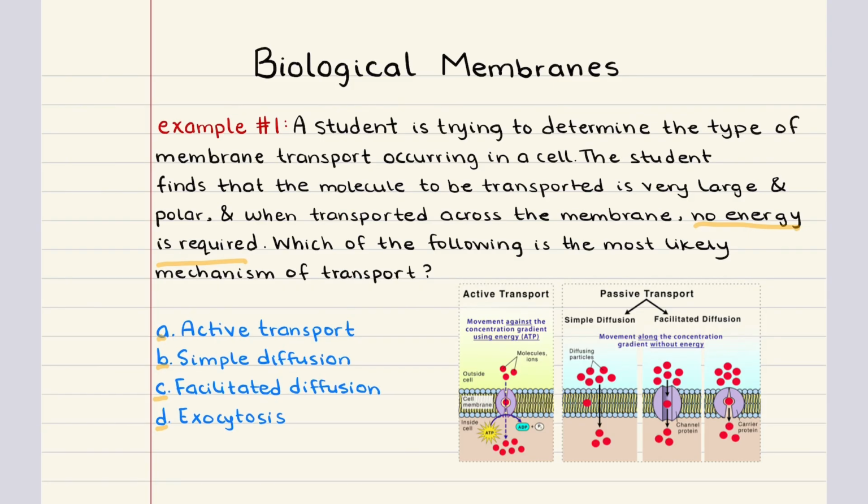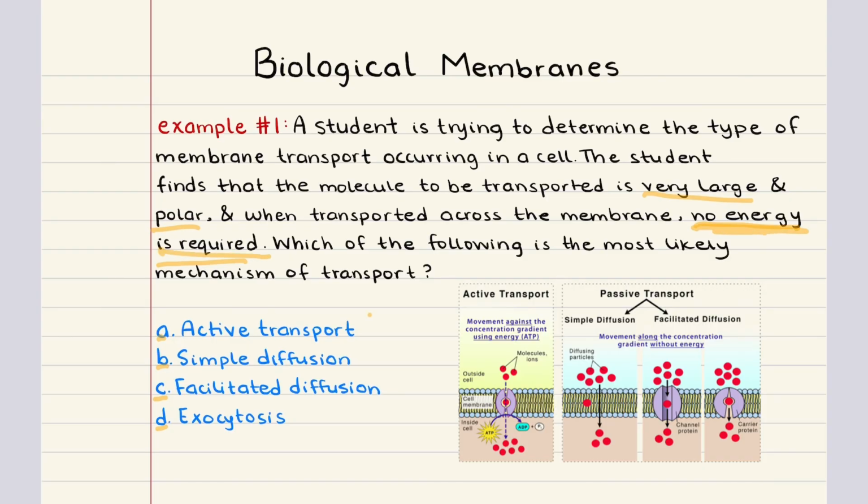The problem says the molecule is very large and polar. That's important because the cell membrane is made up of a phospholipid bilayer with a hydrophobic interior. Large or polar molecules can't just slip through on their own. They need some kind of help to cross. The question also says no energy is required.